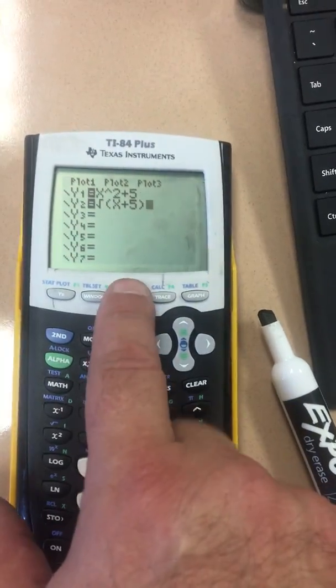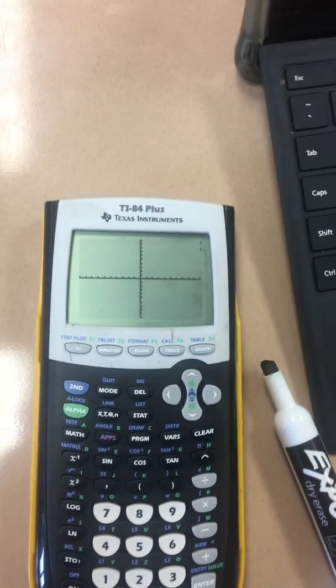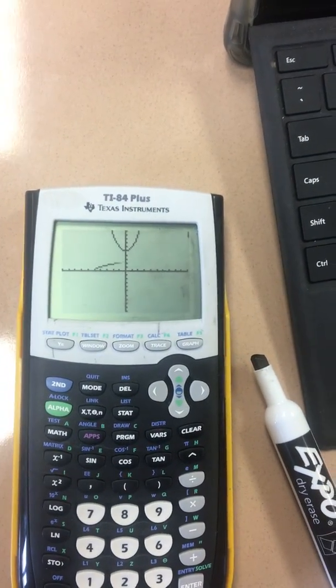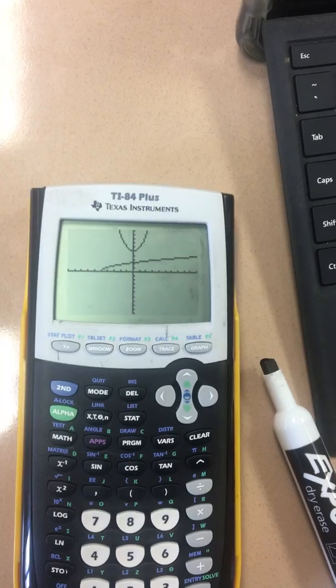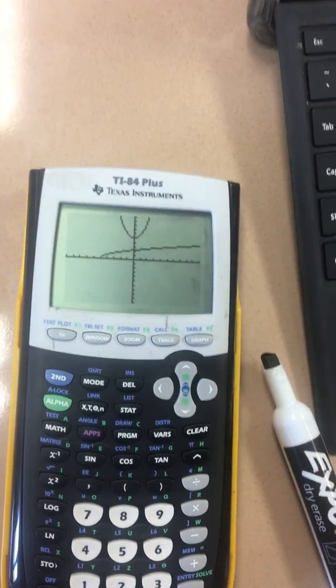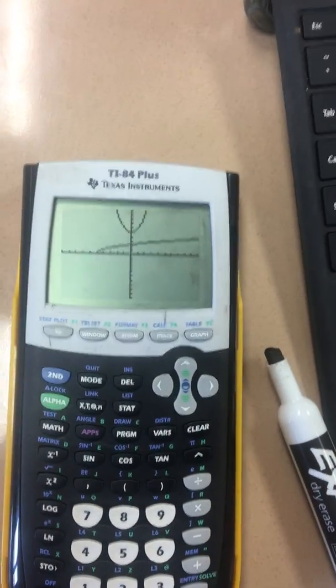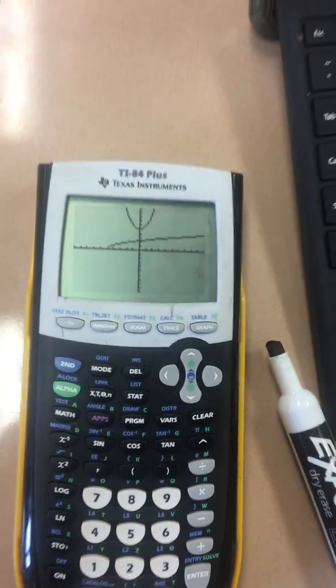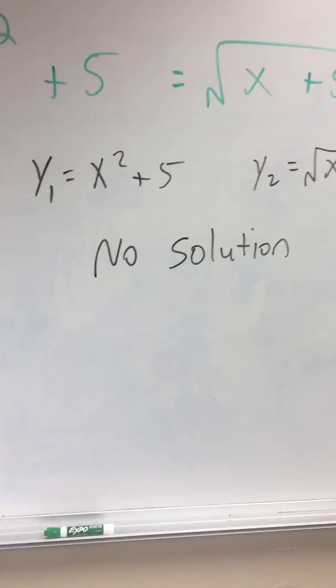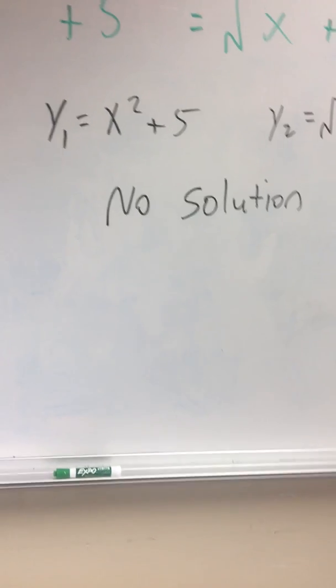All right, so I'm going to hit zoom 6. It's just a standard zoom. And there's my parabola, and there's that one right there. Now, take a look at that. Do those cross each other? The answer is no. They don't intersect. We didn't have to do hardly any work for this one. The answer is no solution. There's no values that you can put in which will solve that equation.